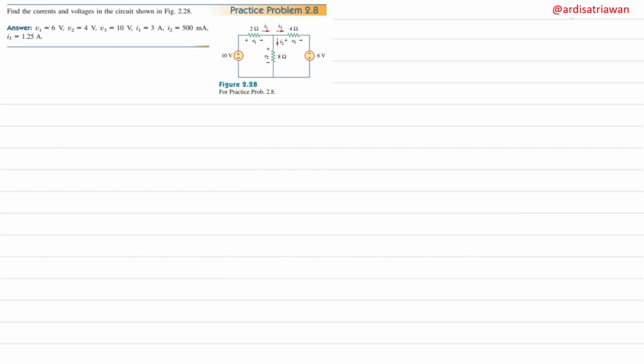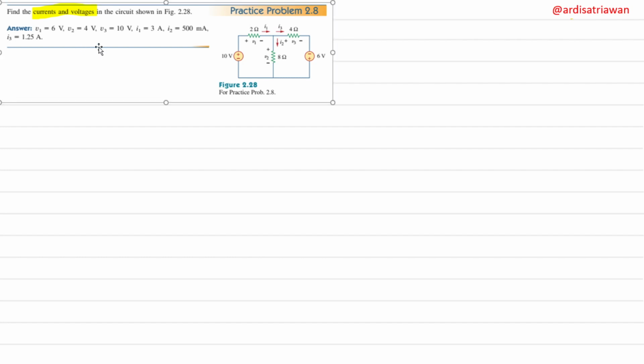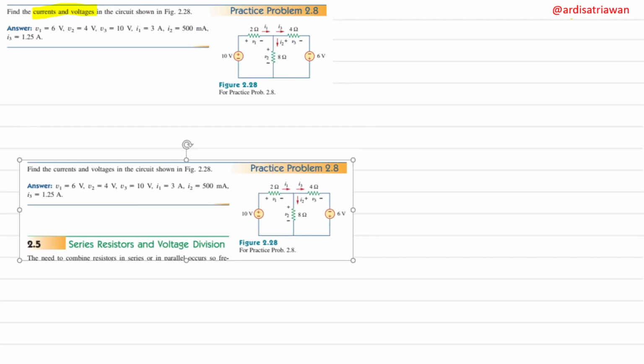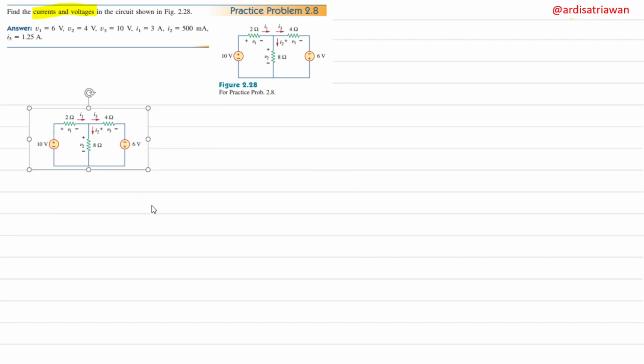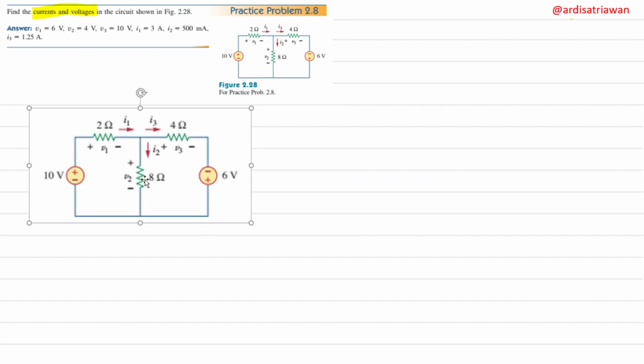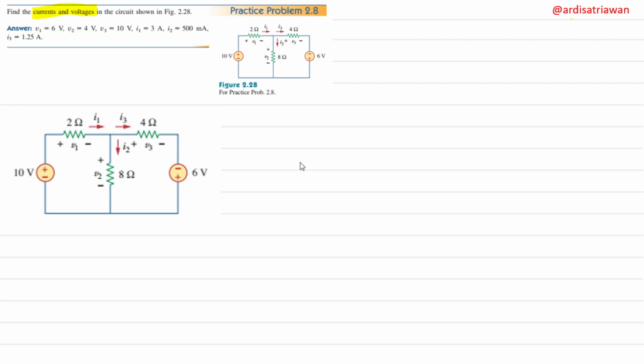So we are asked to find the current and voltages in the circuit shown in this figure. Okay, let's do some copy pasting again. Let's copy the circuit and then let's resize it. The circuit is so small, guys. Let's resize it. Okay, it's a little bit blurry, but I think you can still see it. Okay, find the current and voltage.